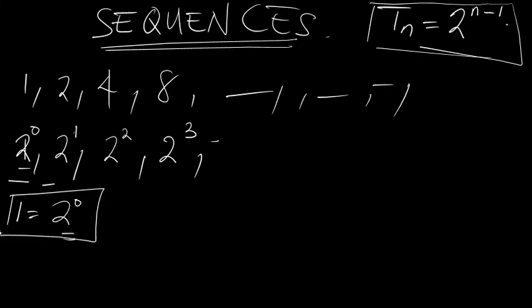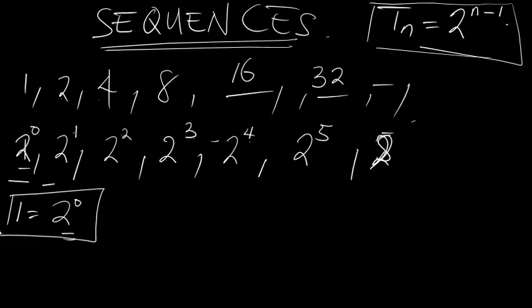This will give you 1, this will give you 2, this one will give you 4, this will give you 8. Now the next one is 2 raised to power 4, counting 0, 1, 2, 3, 4. So 2 raised to power 4 will give you 16. 2 raised to power 5 will give us 32. 2 raised to power 6 and so on. Let me just erase this.